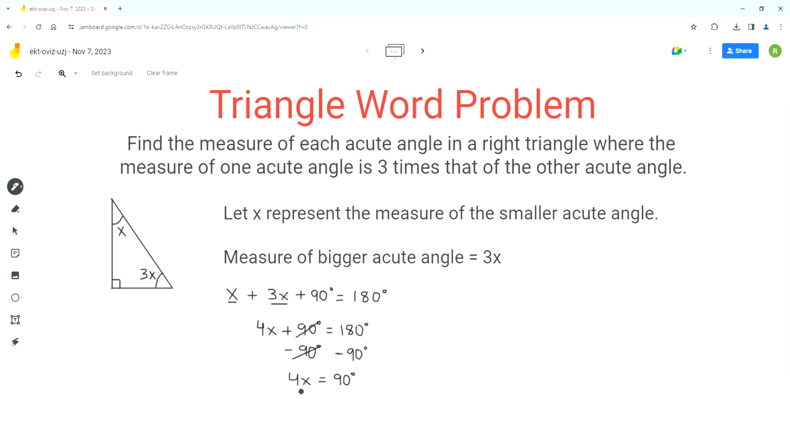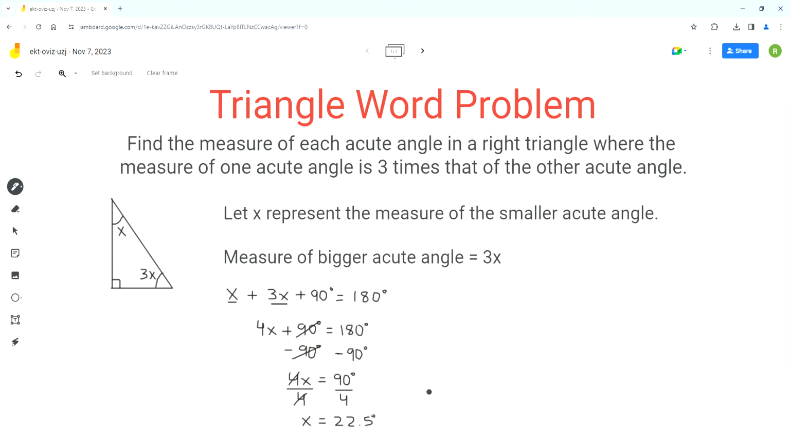Now we can isolate x by dividing both sides by 4. So the 4's on the left side cancel each other out. So we get x equals 22.5 and the unit is degrees. So this is the value of x.